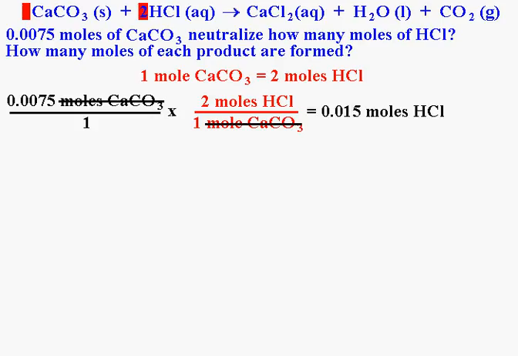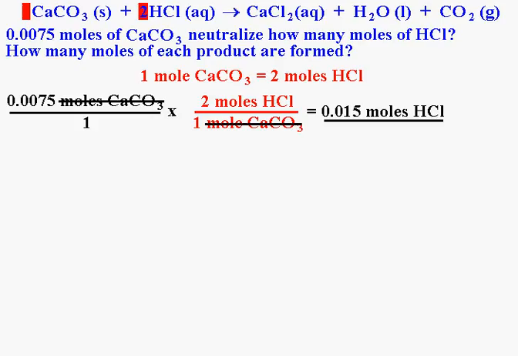When I plug through the math, I get 0.015 moles of HCl. That's the correct number of significant figures because 0.0075 has only 2 significant figures. So that many moles of CaCO3 will neutralize 0.015 moles of HCl. That's pretty nice to know.